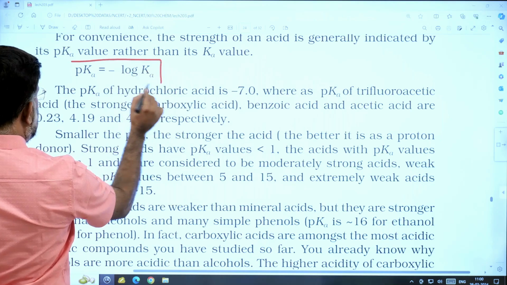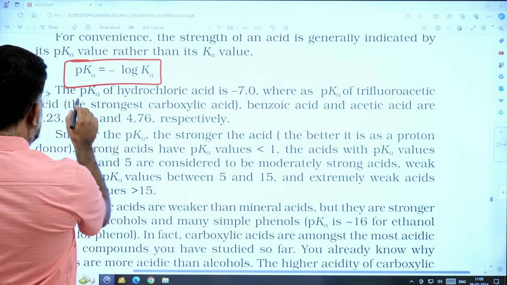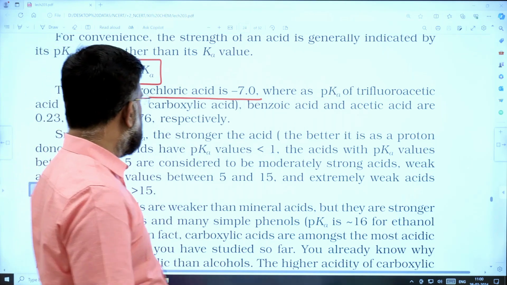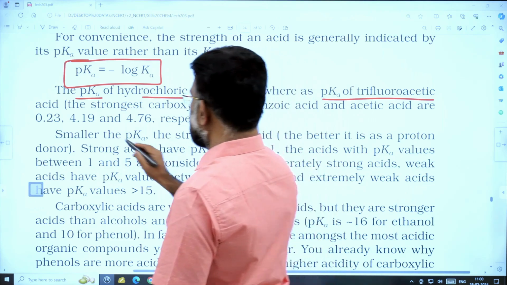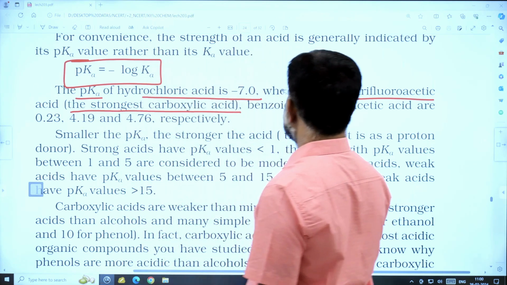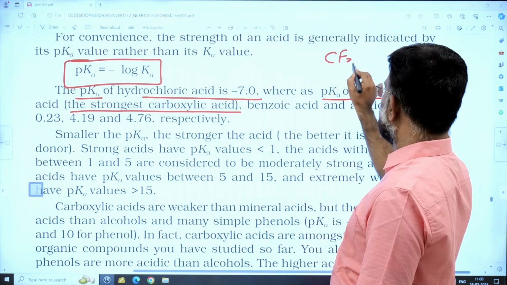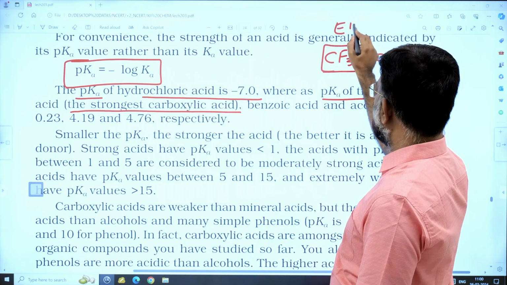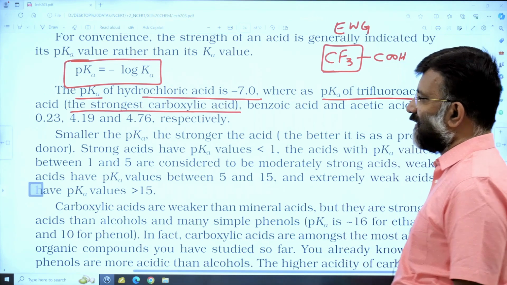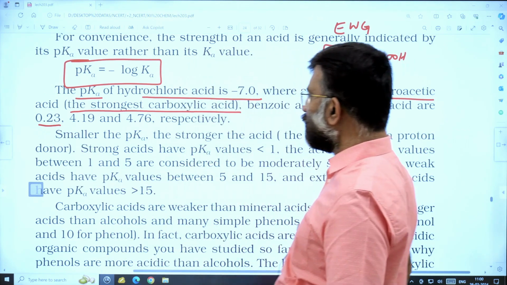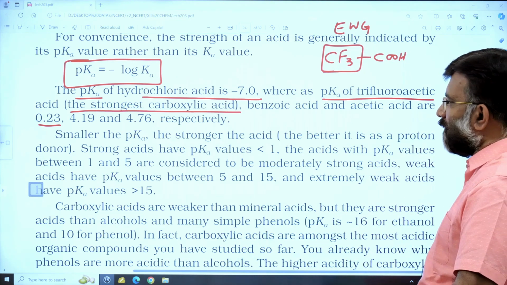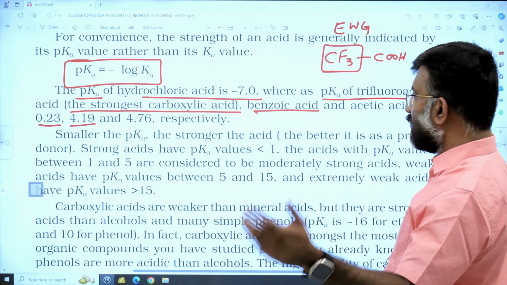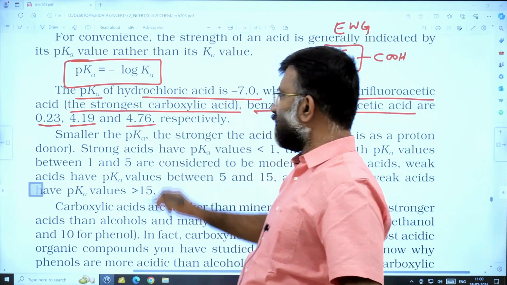Hope you remember pKa is negative log of Ka. pKa for hydrochloric acid is -7, a very low value, strongly acidic. pKa for trifluoroacetic acid, the strongest carboxylic acid, because this group is a highly electron withdrawing group, and the value is 0.23. While if you go to benzoic acid, it is 4.19, relatively very high. And acetic acid again higher, 4.76.